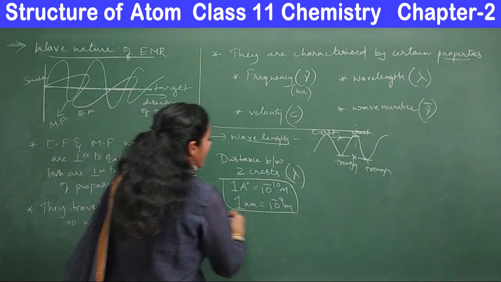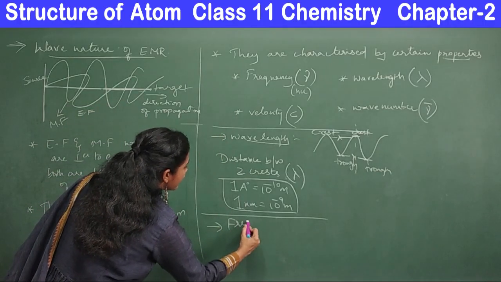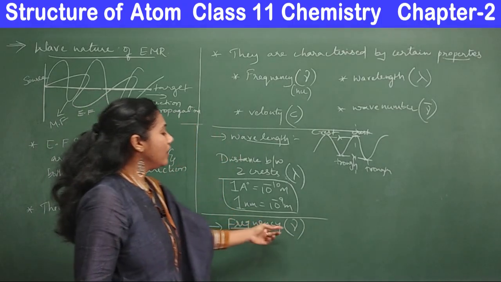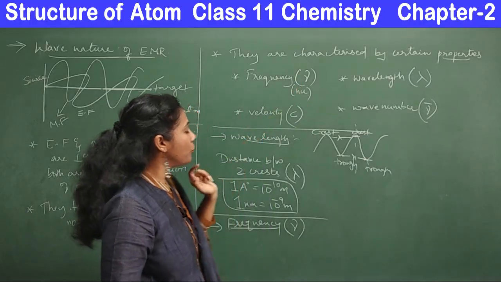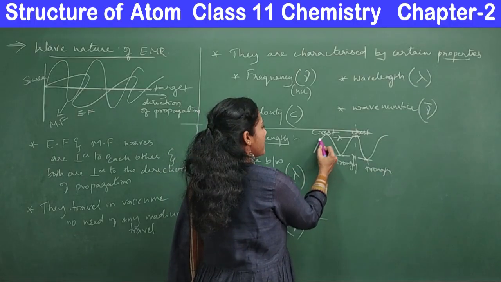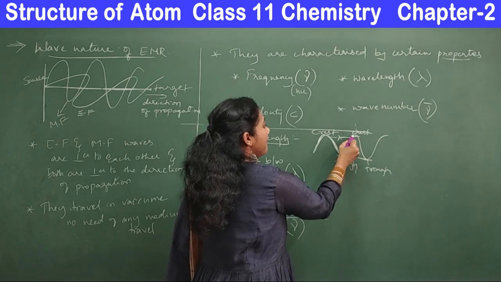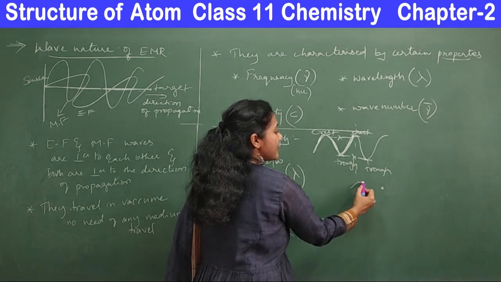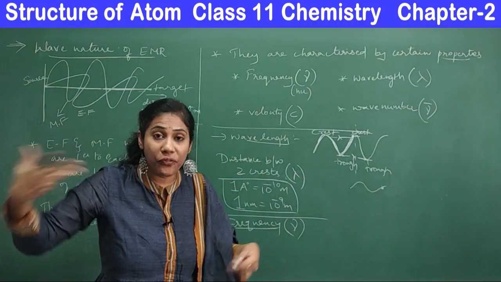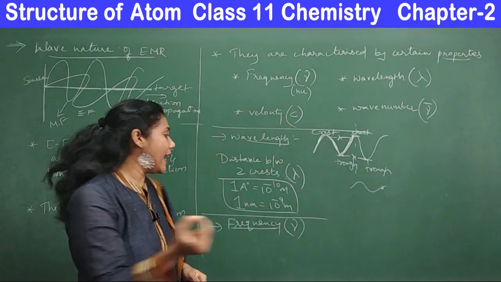Now let me go for frequency. What do we actually mean by frequency? It's very simple. Frequency is indicated with the letter nu. It's nothing but the number of waves. One wave is this much: one crest and one trough make one wave. So the number of waves passing a particular point in 1 second is called frequency.